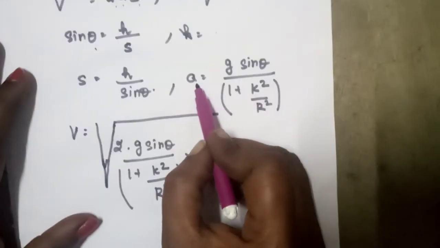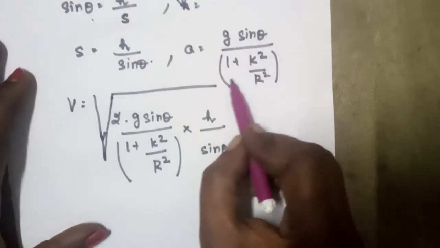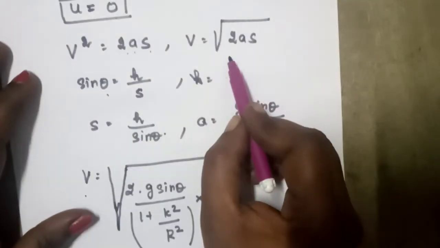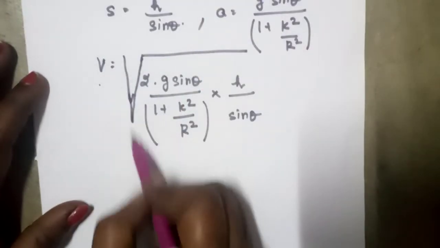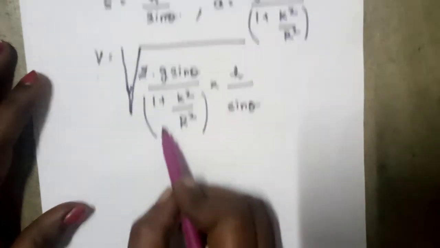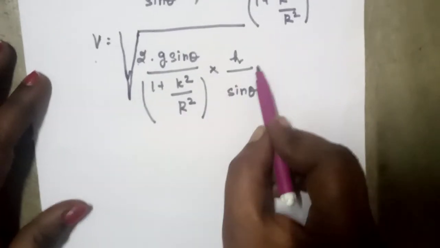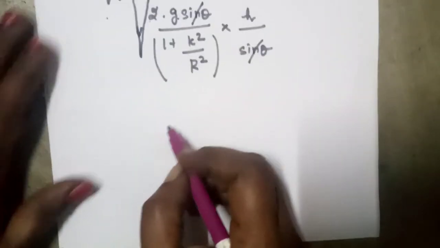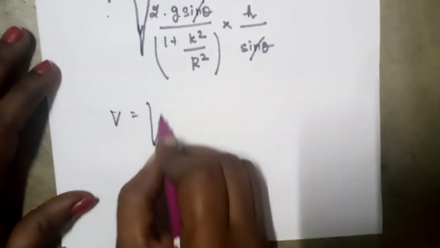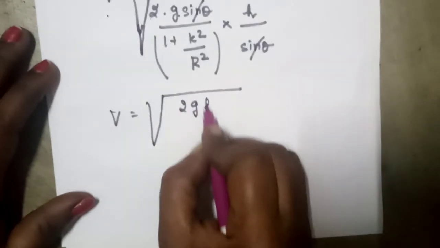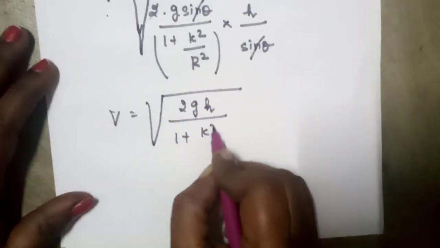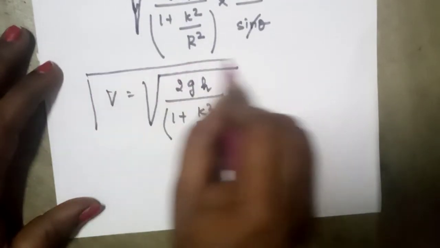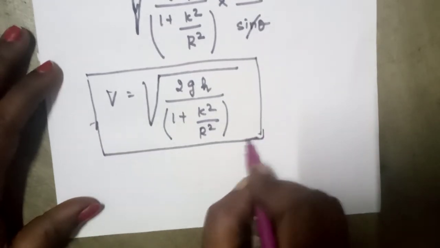Already we have derived the expression for acceleration: a is equal to g sin theta divided by 1 plus k square by r square. Now we substitute everything here. v is equal to square root of 2as, so v is equal to square root of 2, where a is g sin theta divided by 1 plus k square by r square, into s, which is nothing but h by sin theta. Here the sin theta gets cancelled. So v is equal to square root of 2gh divided by 1 plus k square by r square. This is the expression for the final velocity when it reaches the bottom surface.